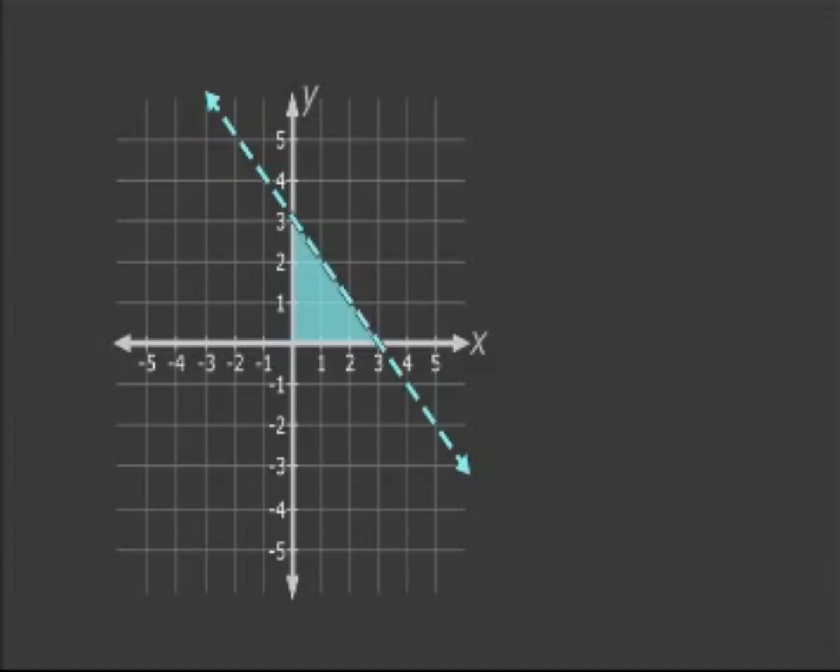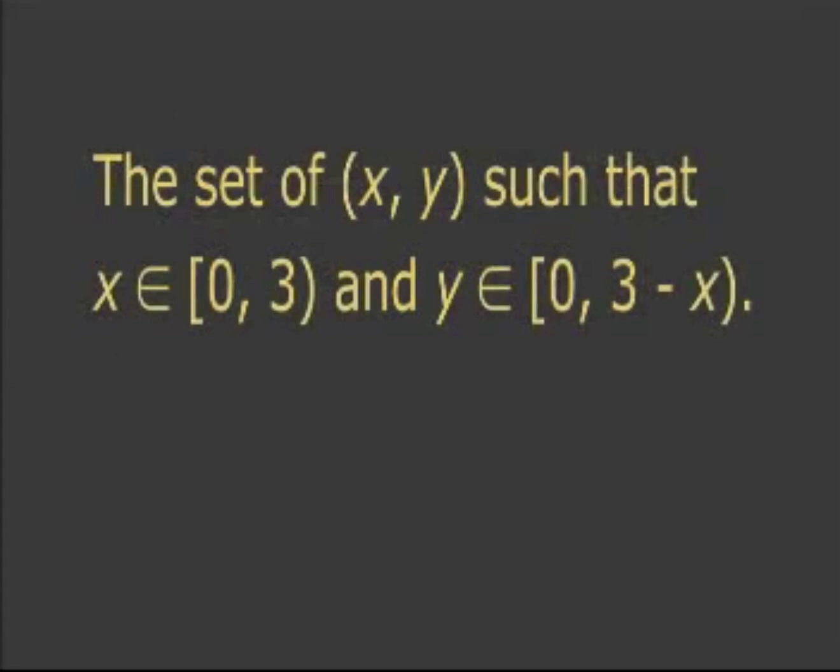The points satisfying the system of inequalities are the points that satisfy all 3 inequalities. This is the set of (x, y) such that x is part of the half-open interval [0, 3) and y is part of the half-open interval [0, 3 minus x).